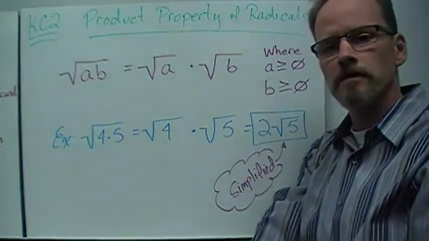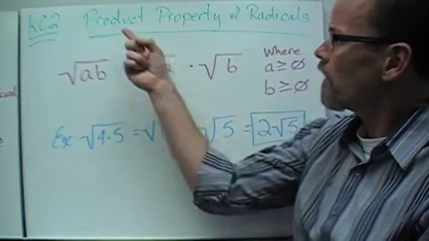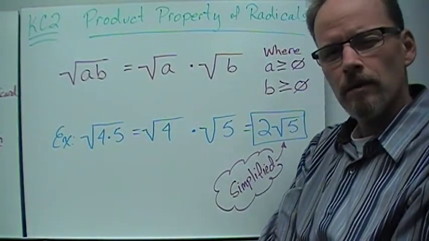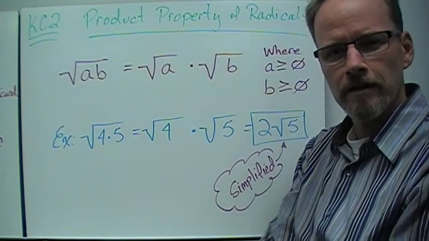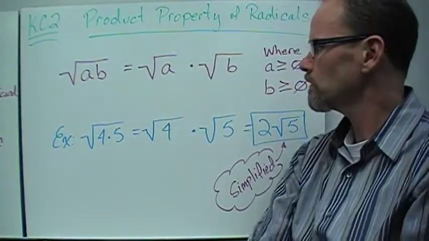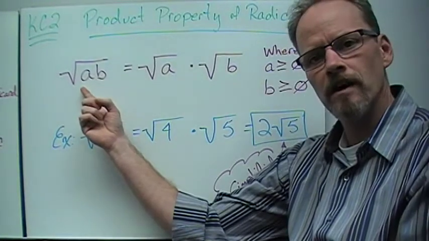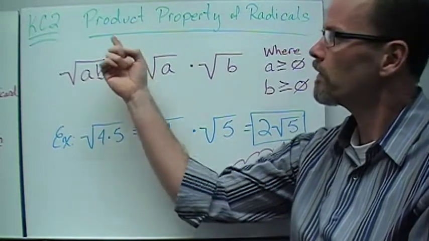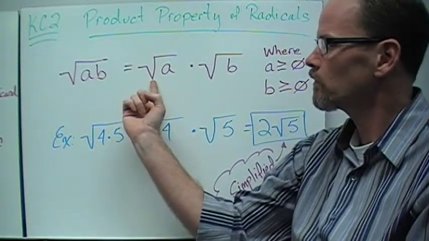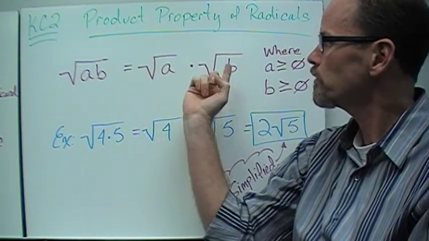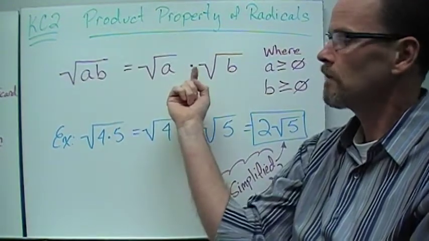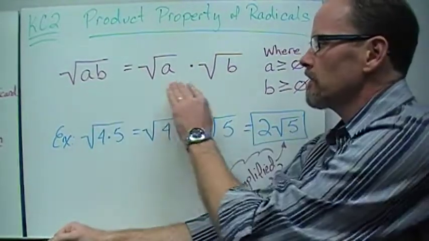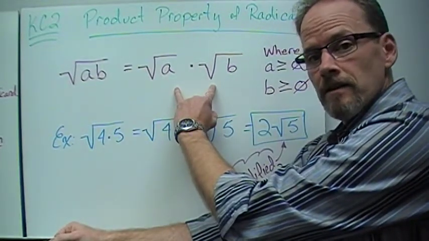One more key concept here, though, before we get started. It's called the product property of radicals. What is that? Product means multiply. So, for instance, if I have an example that said the square root of a times b, I can rewrite it with the product property as the square root of a times the square root of b, the product. Remember, the product is an answer to a multiplication problem, and so I can rewrite this like this, and we're going to use this a lot in this video.